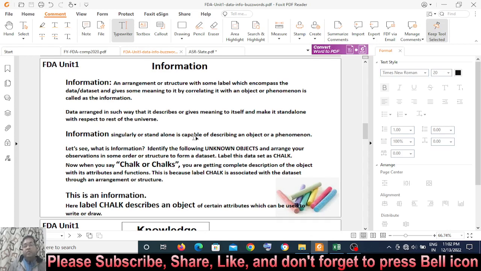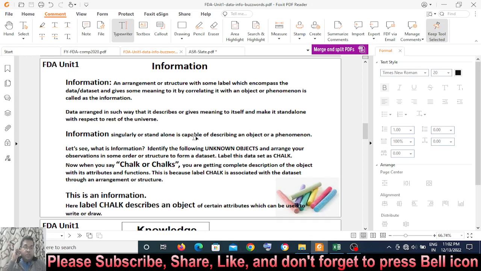So here the label chalk describes an object of certain attributes which can be used to write or draw. This is what I get into my brain when I say chalk. If you say only yellow, I get nothing. If you say cylindrical, I get nothing. But as soon as I say chalk, I know that there is a cylindrical object of XYZ color which can be used to write on a blackboard or on some wall or something like that, and that is what we call information. So data is not information. Information is different from data.